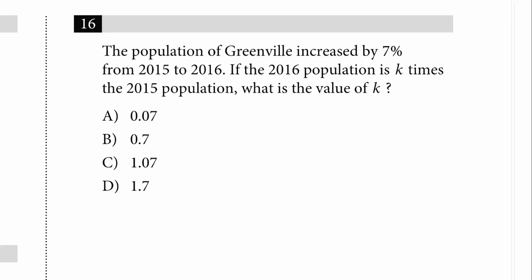The population of Greenville increased by 7% from 2015 to 2016. If the 2016 population is K times the 2015 population, what is the value of K? Anytime that you are multiplying by an increased percentage, you're going to take that percentage and add it to 100%, which means that it is 107% or 1.07.